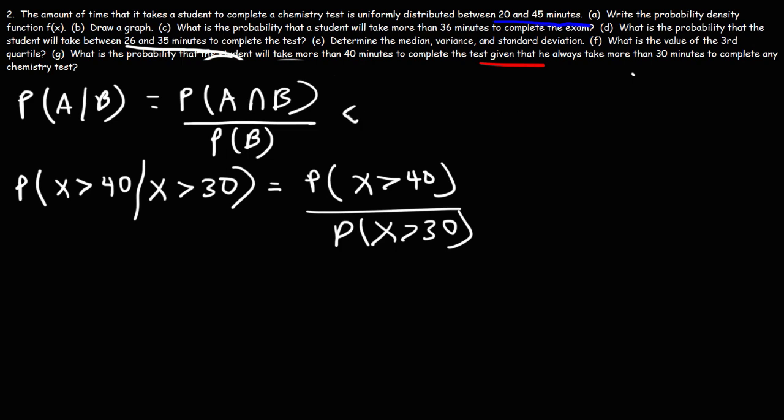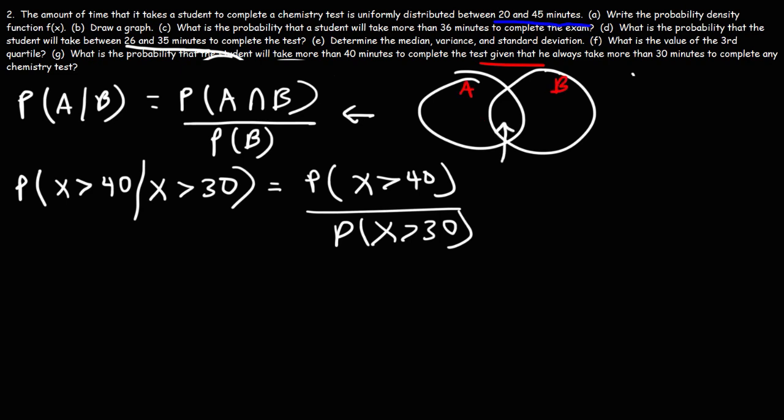Now, looking at the first formula, we can illustrate this with a Venn diagram. Let's say A is on the left, B is on the right. So where the two circles overlap, that is the intersection of A and B. So the probability that A will occur, given that B has already occurred, is basically the area of this portion, that is the intersection of A and B, divided by the entire area of the circle that's represented by B.